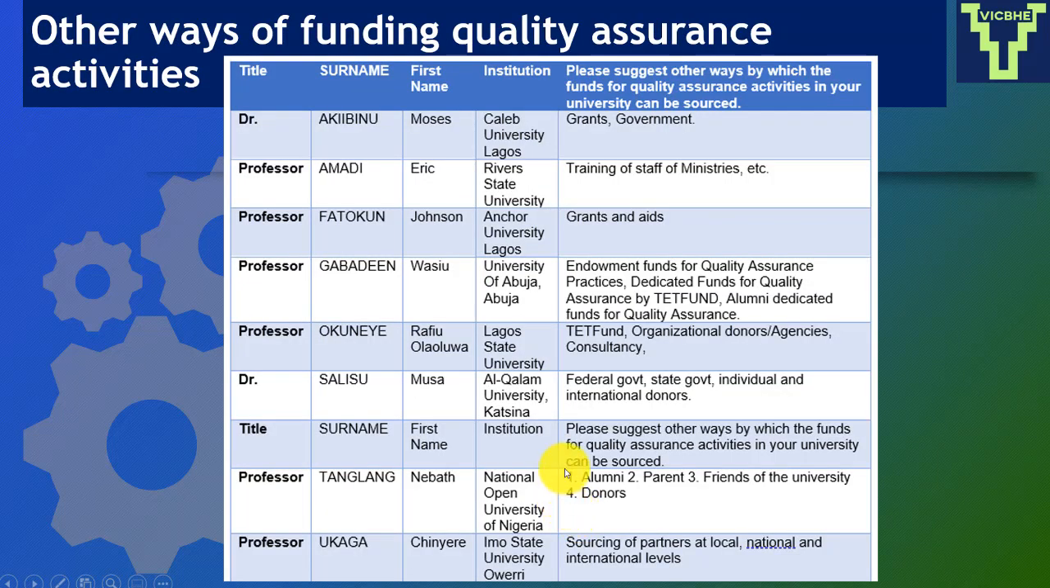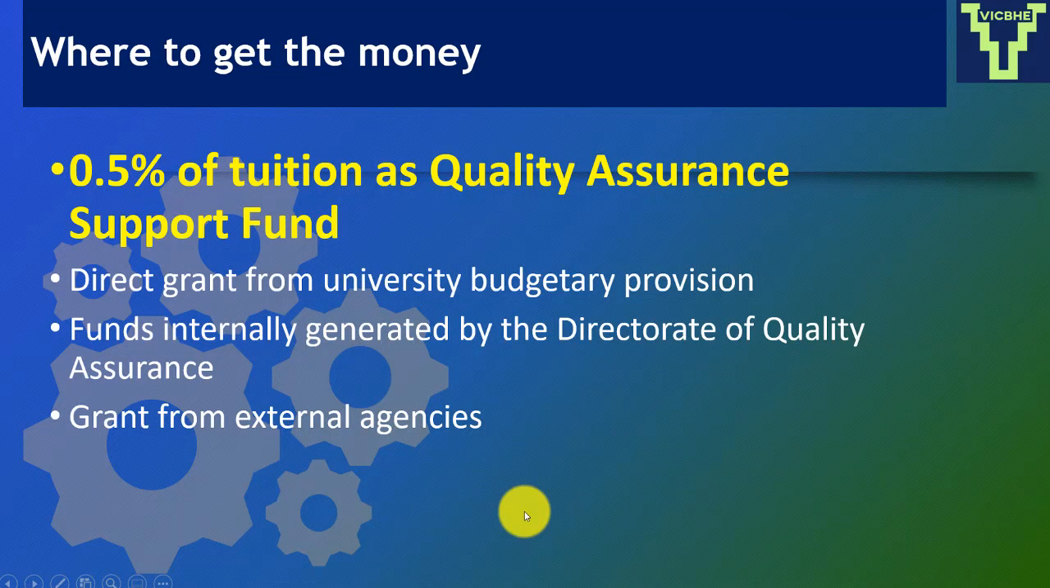I asked them, what are the other ways of funding quality assurance? And they gave me all of this. So if you wish, read this at your convenience. We are moving on. So for me, where do you get this money from? From all that our experts have said, but it will be more.